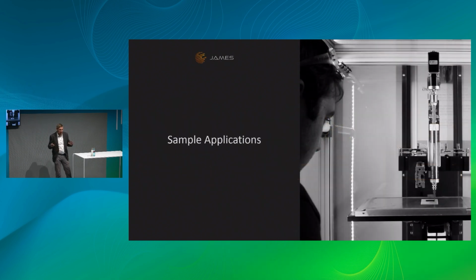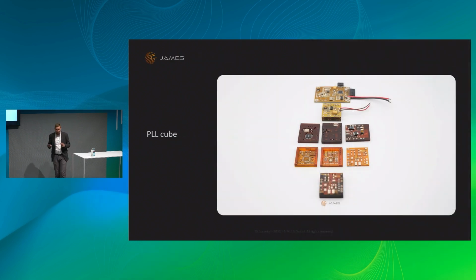Some sample applications to make it clearer what this means. The first one, and I think you can see where it can go, is what we call a PLL cube. PLL stands for phase-locked loop. This is more or less an RF frequency generator. And here you can see the evolution of the application.